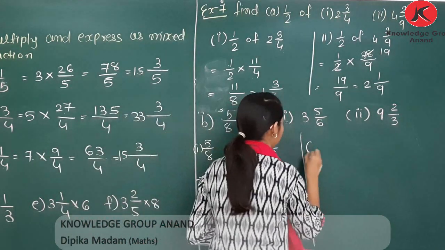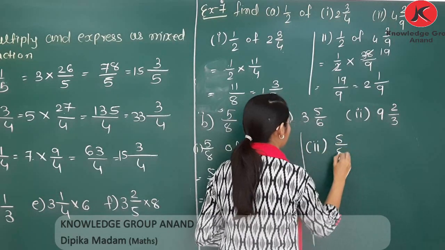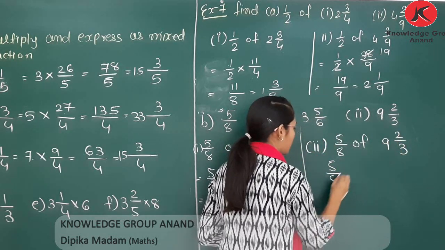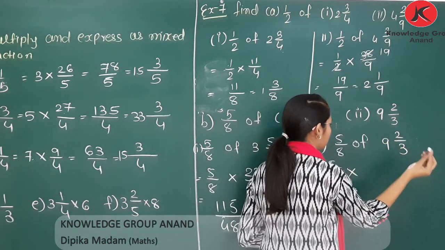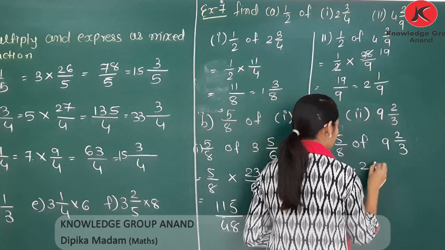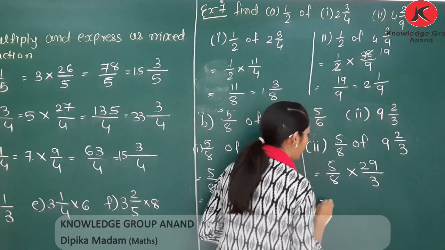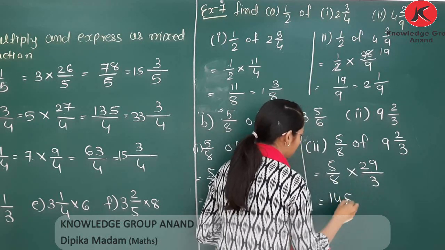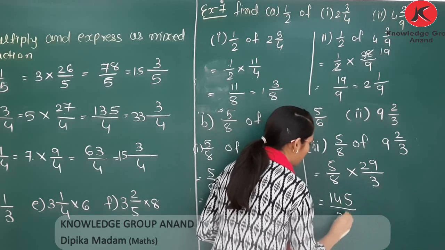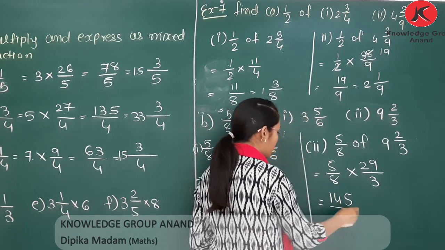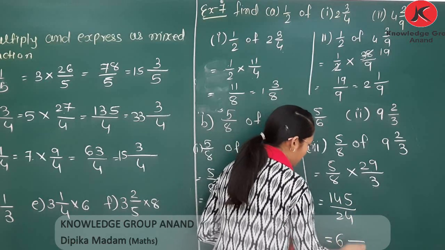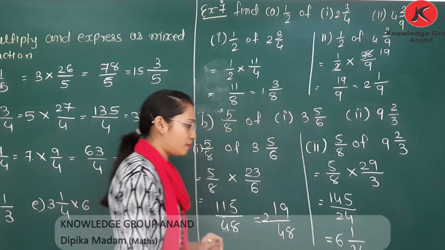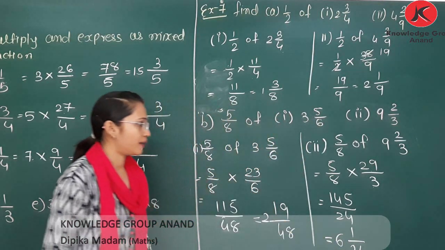Now next one. Convert this into mixed fraction, improper. Multiply. 5 multiply 29 is 145. And 8 3s are 24. If you divide 145 with 24, you will get 24 6s are 144 and 1 as a remainder. So answer is 6 1 by 24.